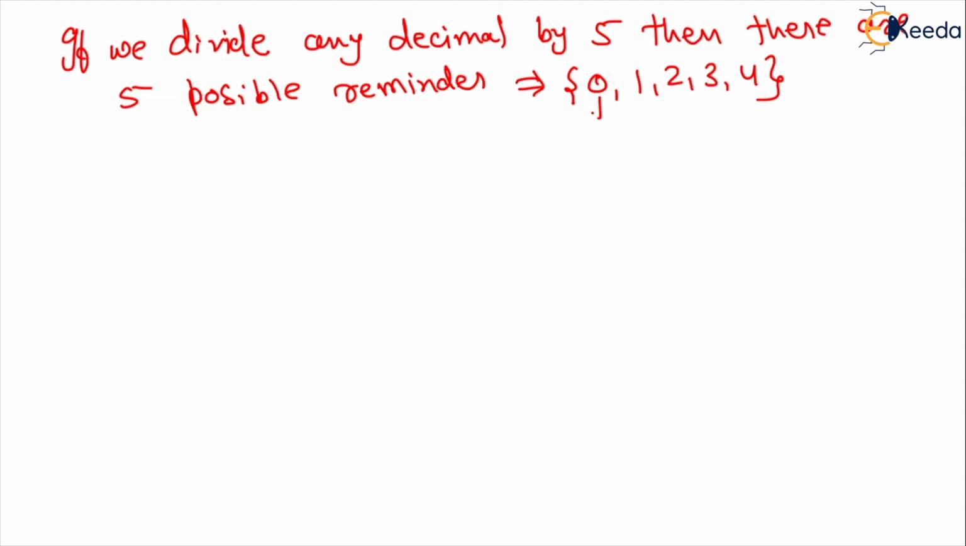So for remainder 0, we say it is the q0 state. For remainder 1, it is the q1 state. For remainder 2, it is q2. For remainder 3, it is q3. And for remainder 4, it is the q4 state. There are 5 states of your finite state machine.